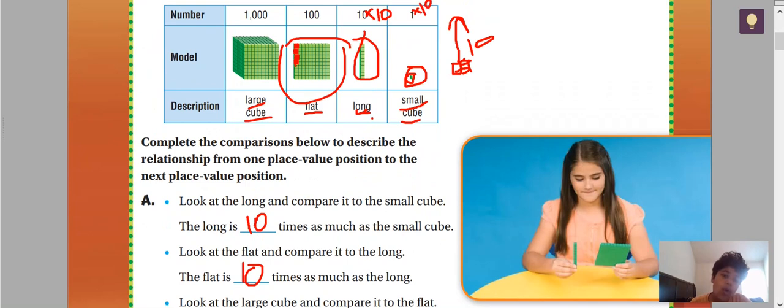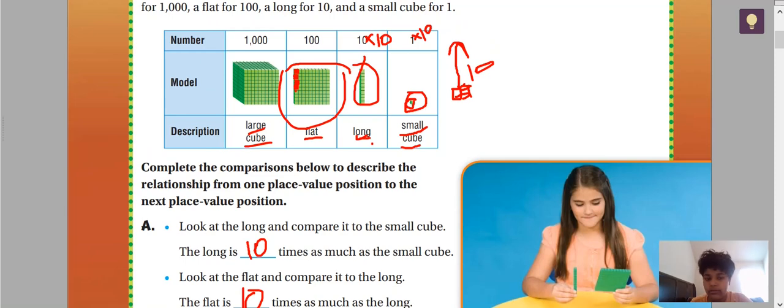Well, how many flats would it take to make one large cube? Well, we can look at the numbers above as well. If one flat has 100 small cubes, what's 100 times what makes 1,000? Pause. If you know your answer, write it down. Now, unpause the video if you know your answer. Well, let's get started with the answer.